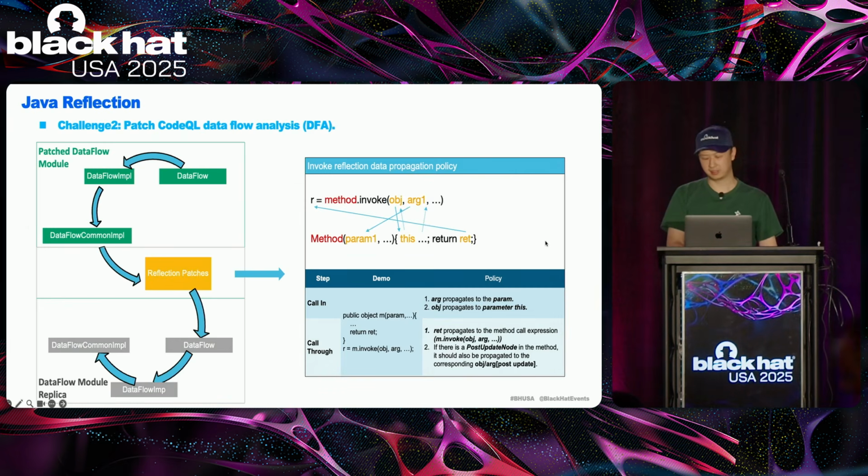So how to fix this? We can create a copy of the data flow analysis implementation and have our reflection analysis rely on the copied version, as illustrated here. And then we patch the original data flow here to avoid any dependency issues. And to support the invoke method, we fix the parameter propagation logic for call in and call through. For example, for call in, argument propagates to parameter, and object propagates to the parameter this.